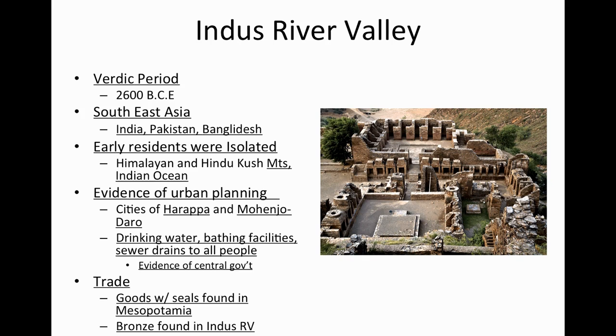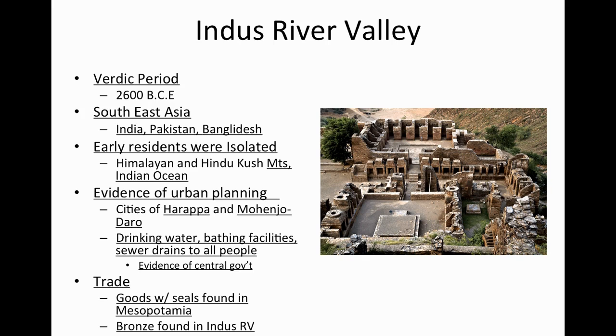Early Indian cities had sophisticated infrastructures. Remember the cities Harappa and Mohenjo-daro, like the Shang cities. They were laid out in grids. These cities had drinking water facilities, bathing facilities, and even sewers. Again, more evidence that there was some kind of government that could put people to work to build these things. So you want to remember that concept of urban planning.